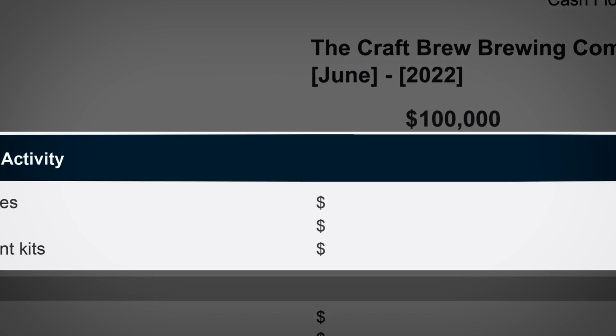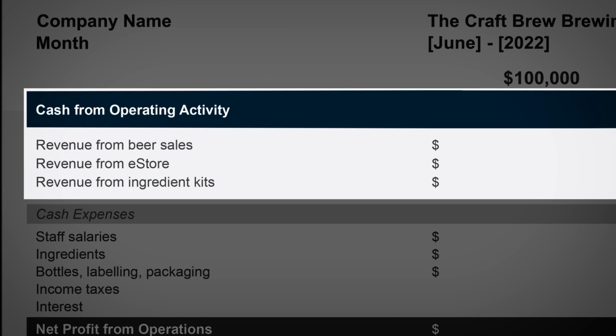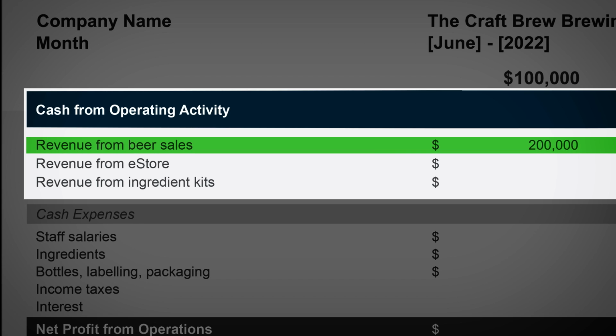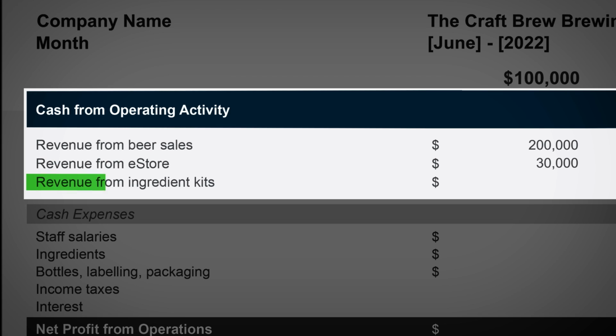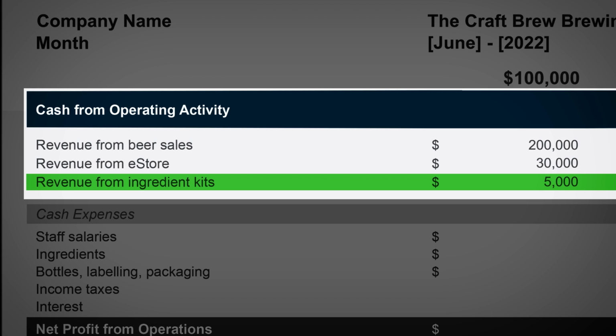For operating activities, let's consider 3 sources of revenues and expenses that would be most typical. Revenue 1 is the beer they sell to bars and restaurants. Revenue 2 is the brewery merchandise they sell on their e-commerce website, such as apparel and homeware. The third revenue stream comes from homebrew ingredient kits.